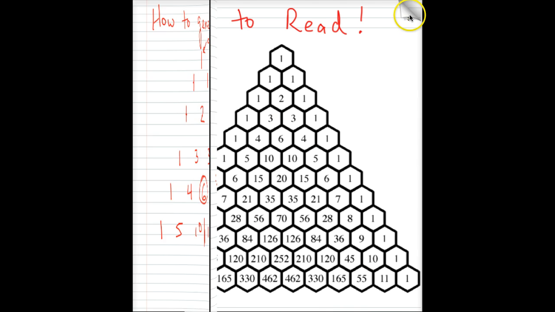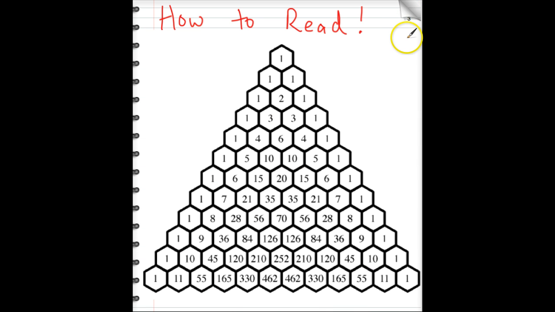Okay, next. How do you read Pascal's triangle? Well, I already alluded to that. We'll go through it again real quick. This is row 0, row 1, 2, 3, 4, 5, 6, 7, 8, 9, 10, 11. Now, it does keep going forever. I ran out of room, of course.